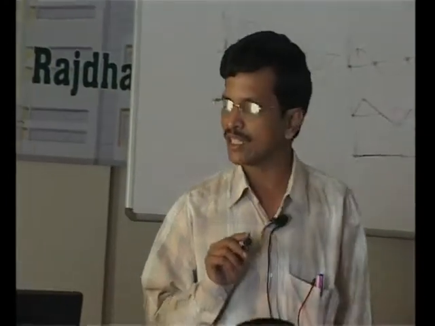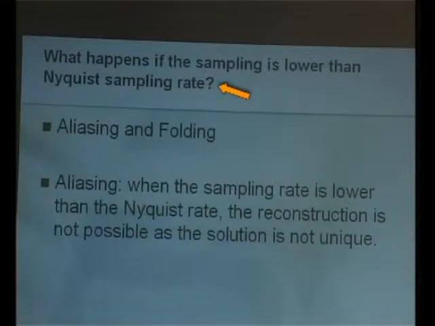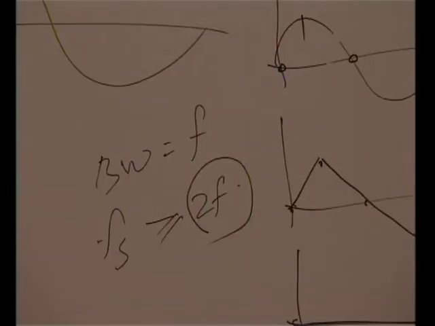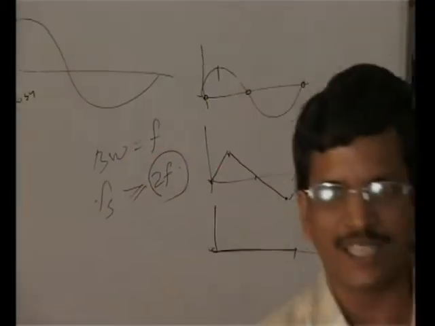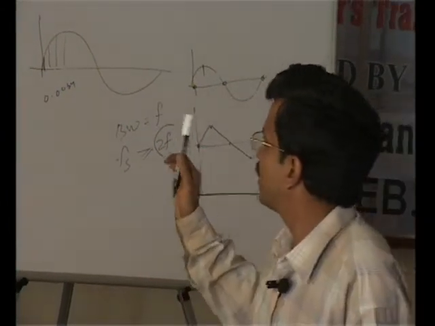Now this is the question I want to discuss. What happens if the sampling is lower than the required sampling rate? According to the Shannon sampling theorem, if the bandwidth of the signal is, let us say, f, you must sample it such that fs must be greater than or equal to twice f. So this twice f is known as the required sampling rate. If my sampling rate is lower than the required sampling rate, what will happen? If it is higher, what will happen? That we will see.